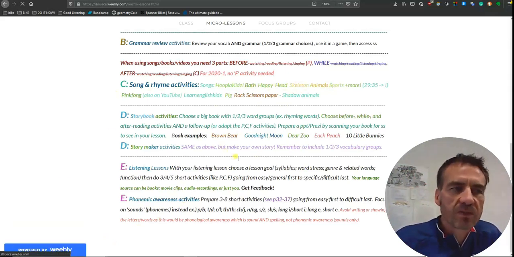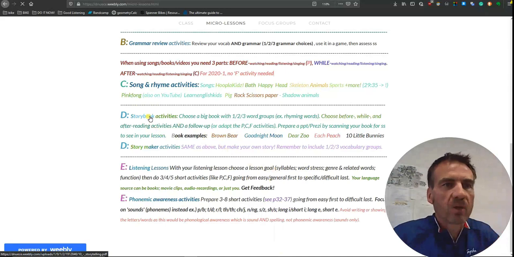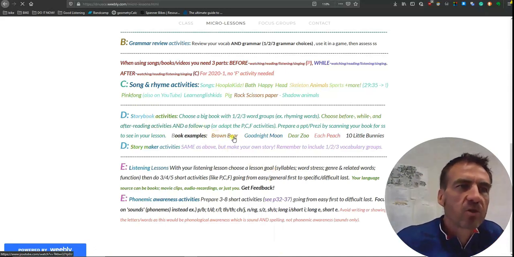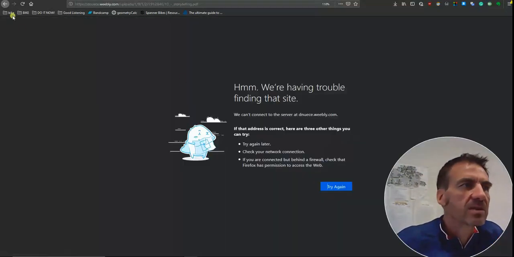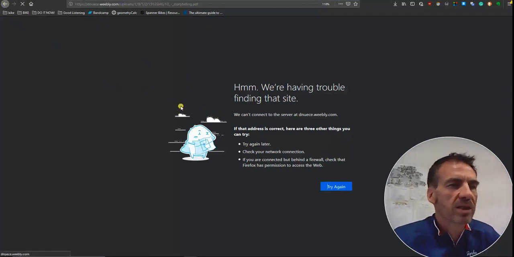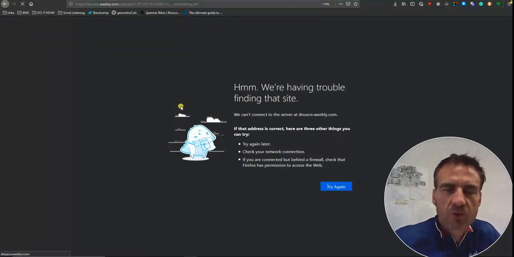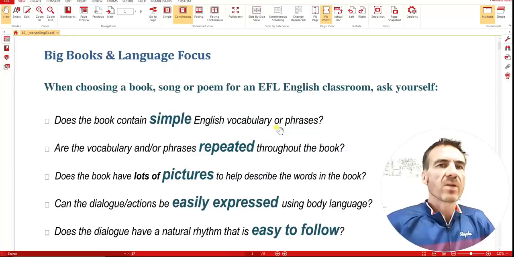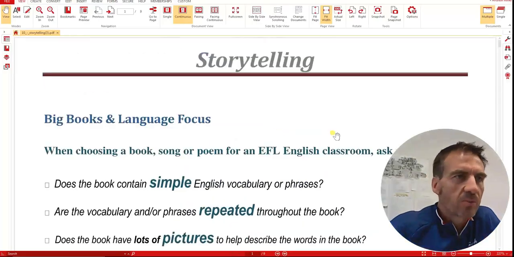The storybook activities, I think I've shown you before, and that is where you present the words from a book. Could be ones from these videos. Yeah, it doesn't like... I'm off the server. Could be ones from a video, or it could be ones from a book that you have uploaded through Prezi or Microsoft Sway or something. Sorry, small computer problem there.